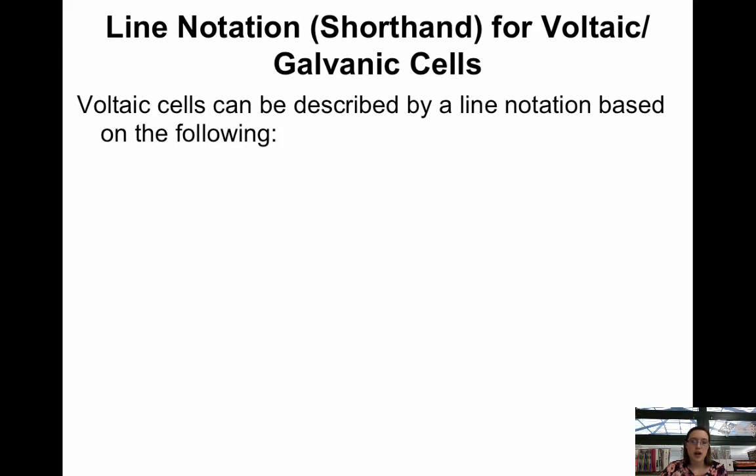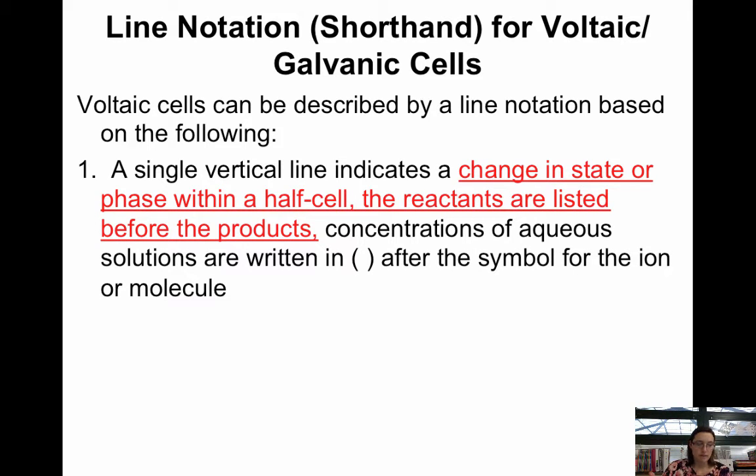We can describe a voltaic cell using a line notation that's based on these three conditions. A single vertical line indicates a change in state. Typically that is reactants and products. So you use a single vertical line to separate your reactants first, then the single line, and then the products. If you have an aqueous solution, you need to represent the concentration in parentheses after the symbol for the ion or the molecule. We're going to look at an example of that. If you're not given the concentration, assume it's 1 molar, because 1 molar is your standard concentration.